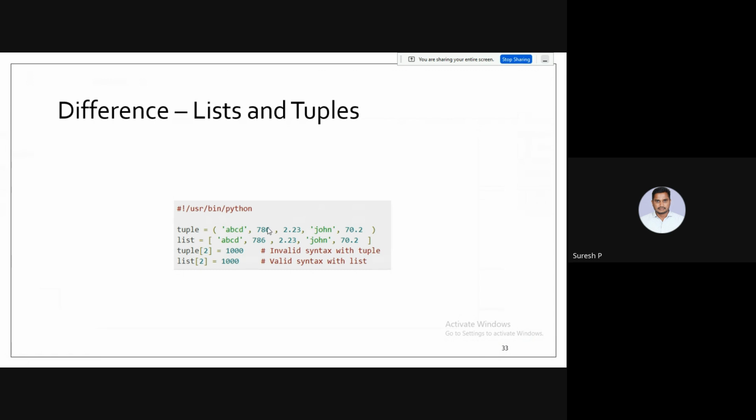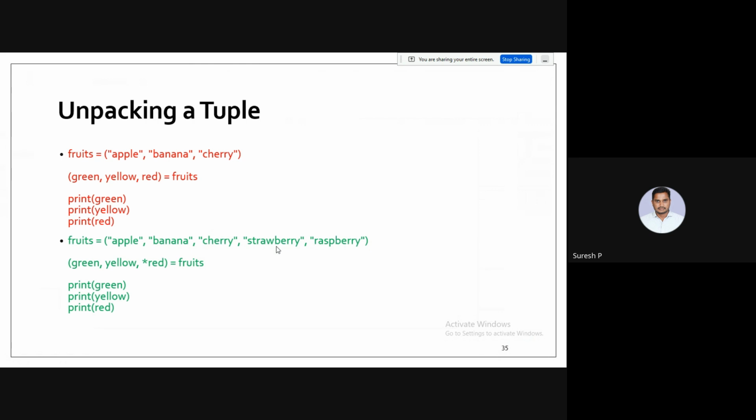Here the respective output is given. As I said already, in the list, the assignment operation is possible. That is valid syntax. But in the tuple, this assignment is invalid because it is immutable. That is the main difference between list and tuple.